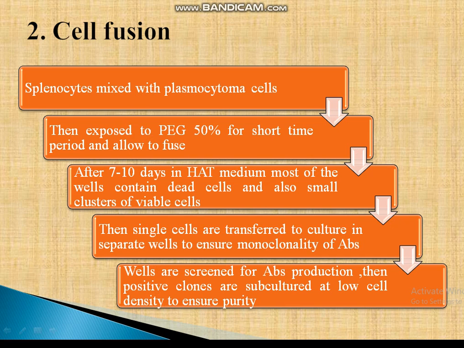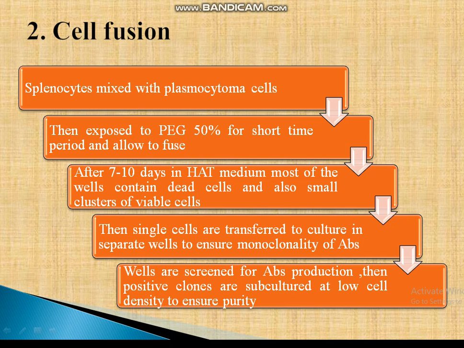Now, why are we doing the fusion of splenocytes with plasmacytoma cells? Because splenocytes, B cells, have a short lifespan. So in order to increase their lifespan, we have to fuse them with myeloma cells to enhance their lifespan. After the fusion, we expose it to PEG 50% for a short time period and allow them to fuse. Finally, the fusion will take place.